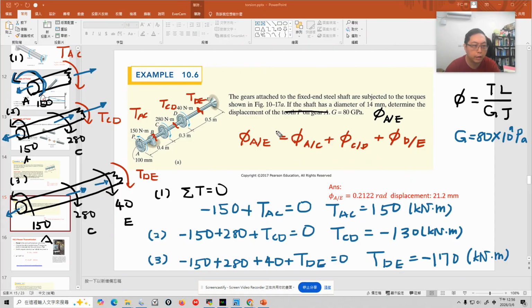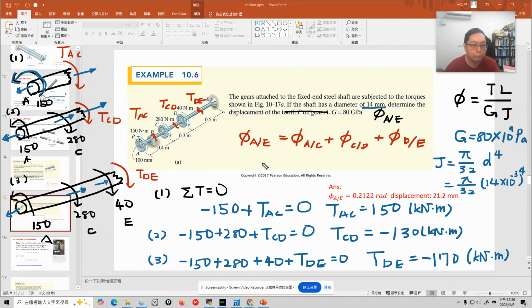What's the cross section area? We will only consider the cross section of this shaft. We just ignore the gear. We only consider the shaft. Say the shaft has the diameter 40 millimeters. The cross section is circular. So what's the polar moment of inertia? The polar moment of inertia is equal to pi over 32 times d to the power 4. So pi over 32, d is 40 times 10 to the power minus 3, to the power 4.